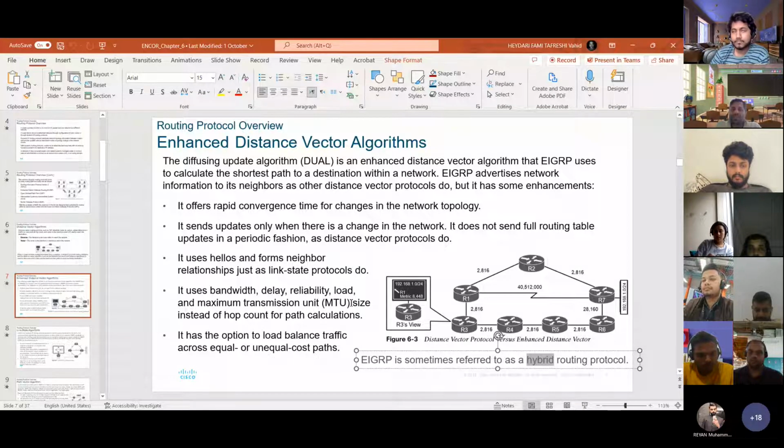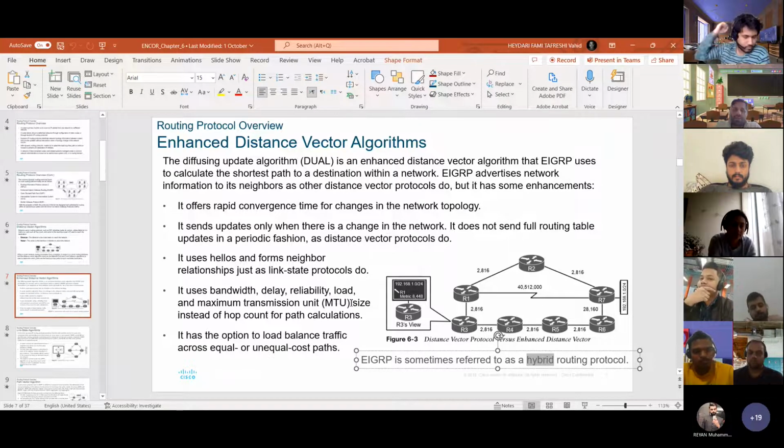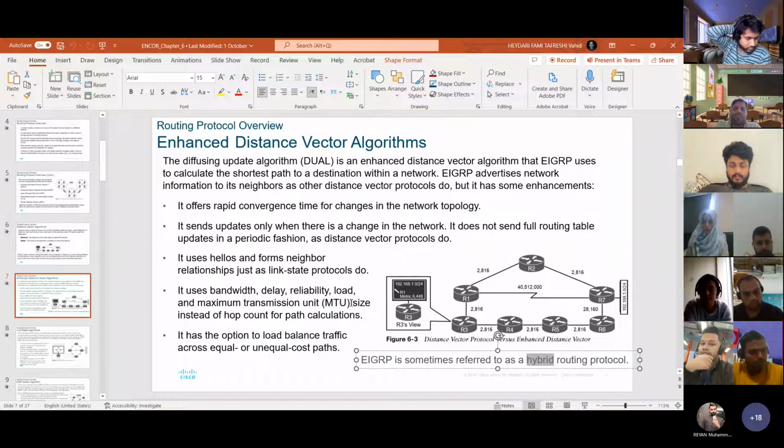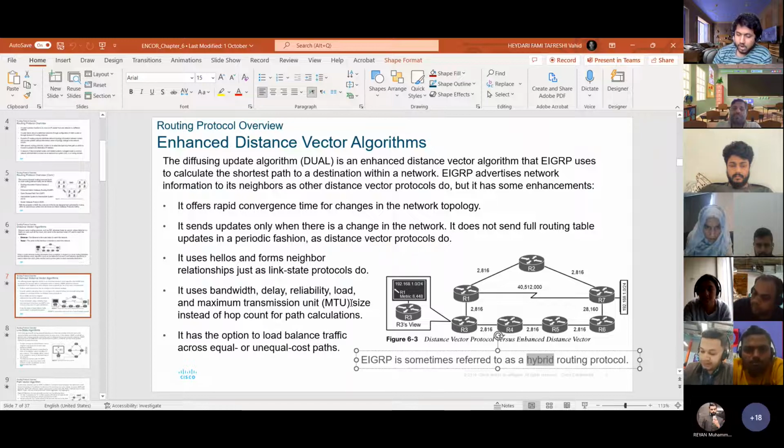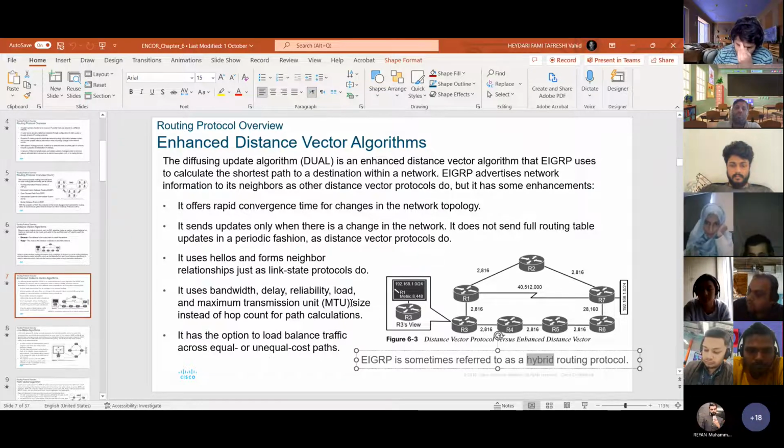And another reason for EIGRP being an enhanced IGP, or an enhanced interior gateway protocol, is the fact that EIGRP, unlike RIP, for instance, offers what we know as load balancing traffic. And load balancing traffic for EIGRP is advanced in a sense that it can be equal or unequal cost path. It can load balance traffic based on equal cost path or based on unequal cost path.